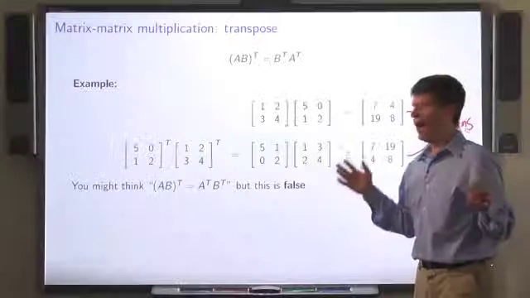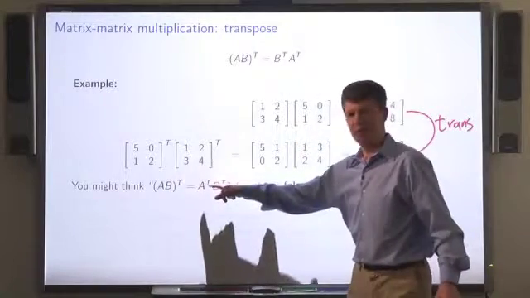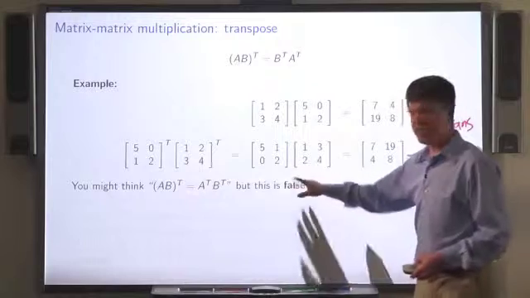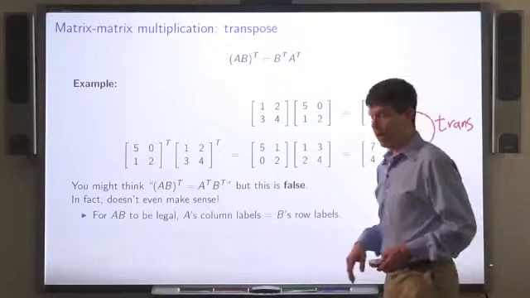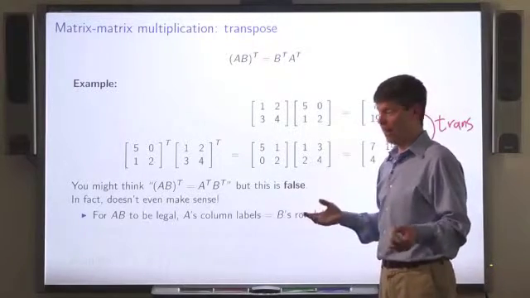Now, you might get confused and think the transpose of the product AB is A transpose times B transpose. But that's the wrong order. This is false, and in fact, it might not even make sense. It might be that the row and column labels make that an illegal product.